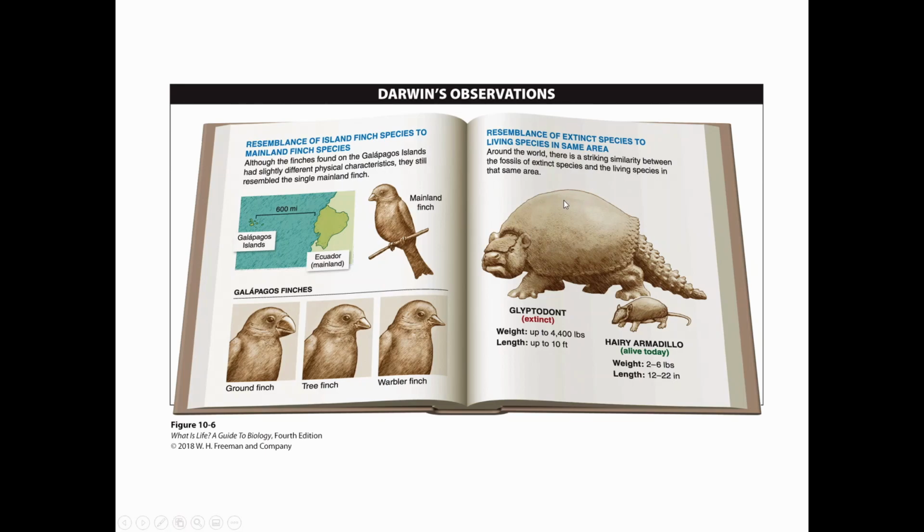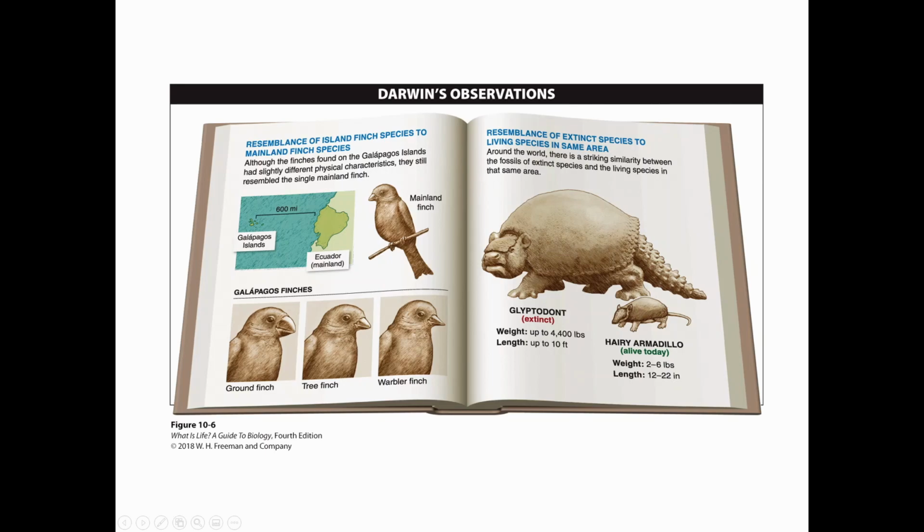He also saw that there was a resemblance between the extinct species and the living species in the same area. The Glyptodont is an extinct, large armadillo-like species, massive. We're looking at up to 10 feet long and 4,400 pounds. And while it's massive, it looks very similar to the armadillo we see today, which is understandably much smaller, weighing only a few pounds and only 1 to 2 feet long. But even with these massive differences in weight and length, we see the similarities in their body structure and some of the various traits they have, like this armored back.